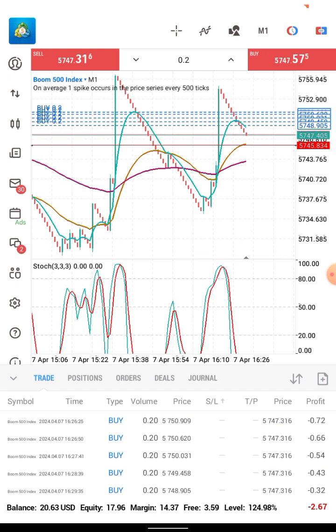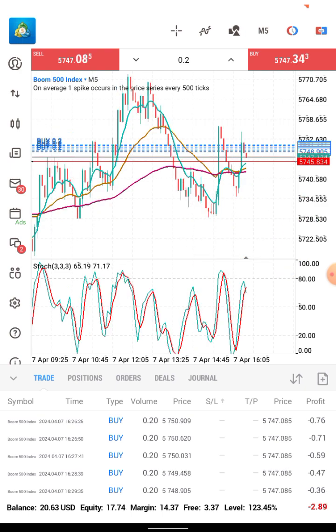So this is the 10th red candle after the spike. 1, 2, 3, 4, 5. So this is the 10th one. I expected this to spike. So let's wait for it. Patience is the key. Don't worry. You need to wait for it.